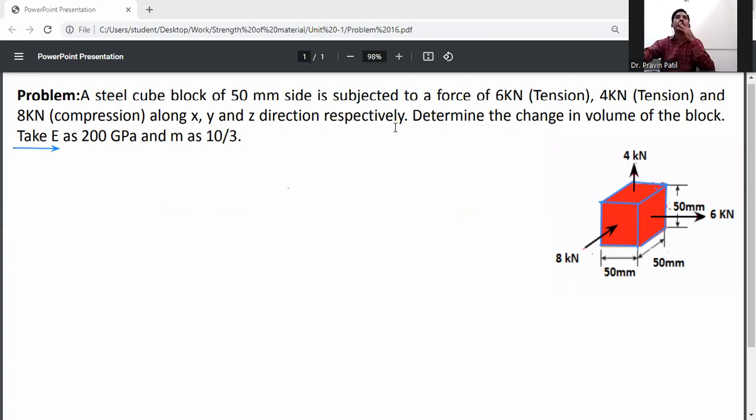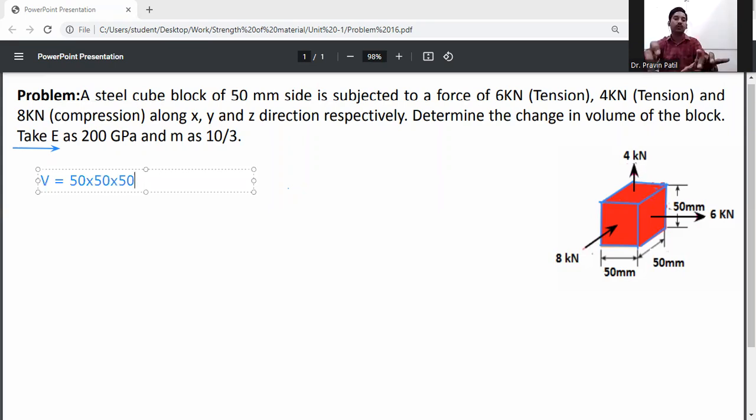Tension, 4 kilonewton tension and 8 kilonewton compression along x, y and z direction. Determine the change in volume of the balloon. Take E as 200 GPa and m as cube. It is volume. It is given.